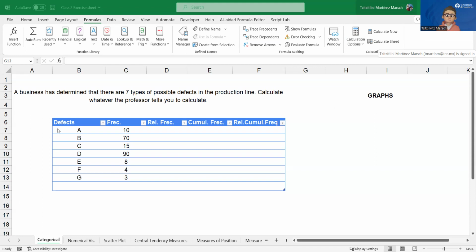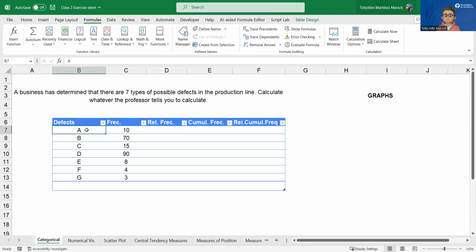in the production line. Calculate whatever the professor tells you to calculate, and this is what we're going to do. We're going to calculate the relative frequency, the cumulative frequency, and the relative cumulative frequency. And we're also going to graph it. Okay, so we have our data, and these are the defects that go from A to G.